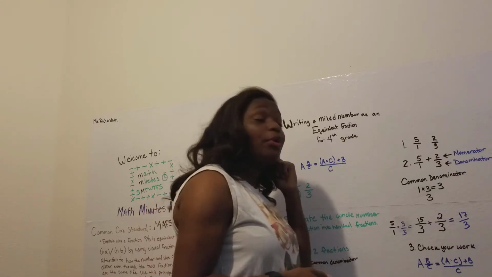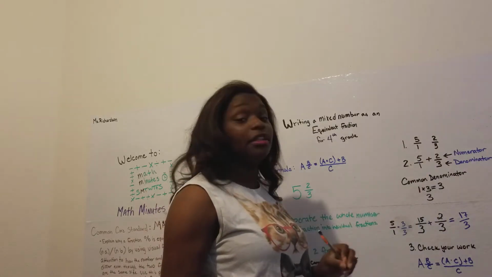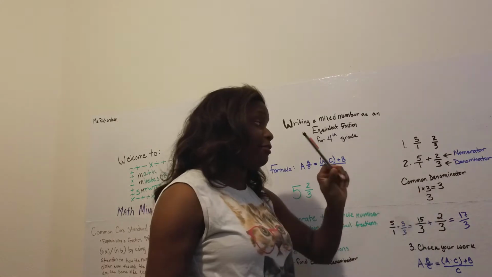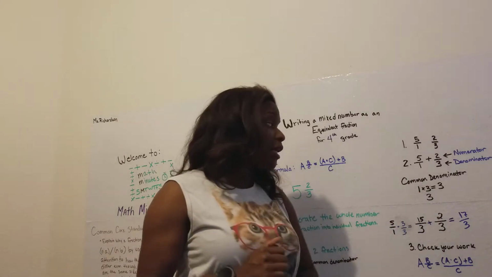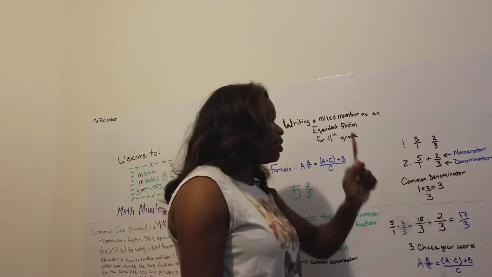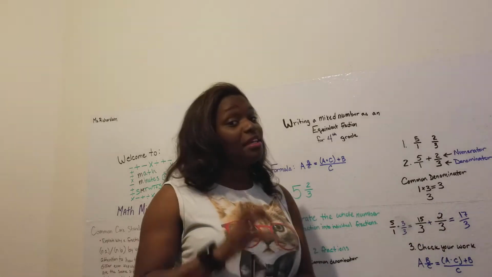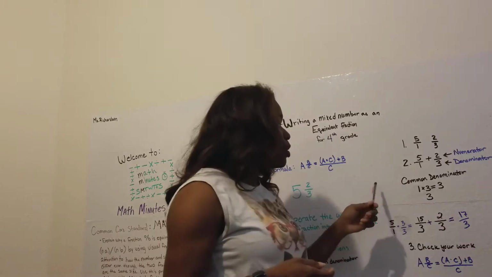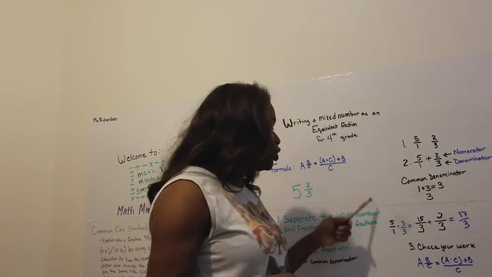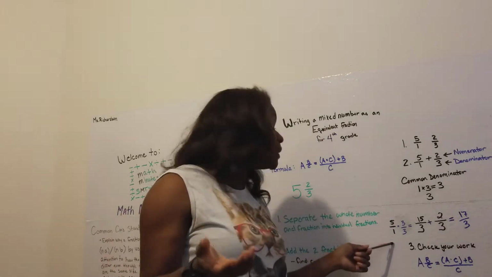Remember that the numerator is the top half and our denominator is the bottom half. So we have to have a common denominator. So we have 1 and 3. And 1 times 3 equals 3, which means our common denominator is going to be 3. So moving on to showing our work about how I got to that common denominator.